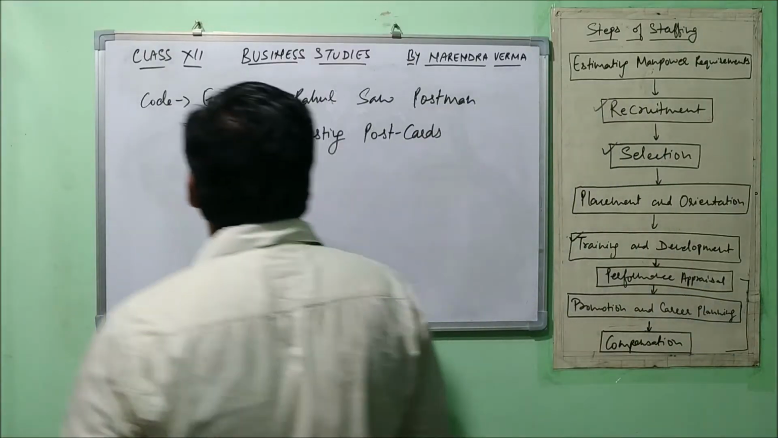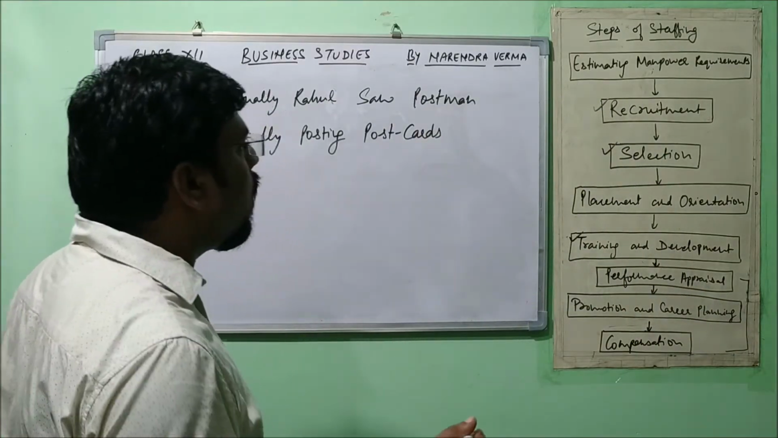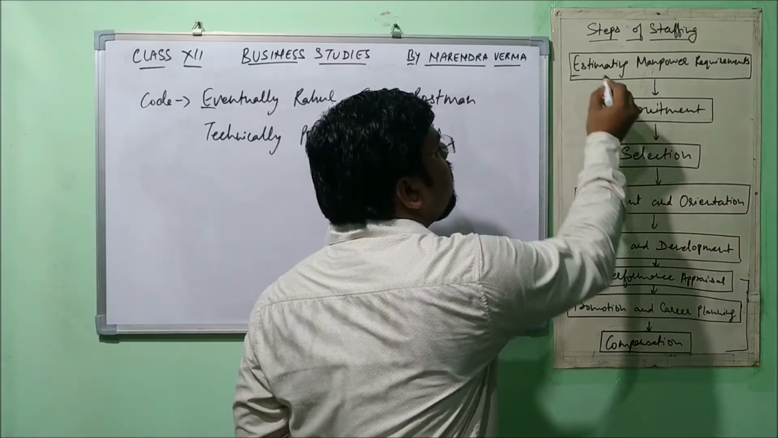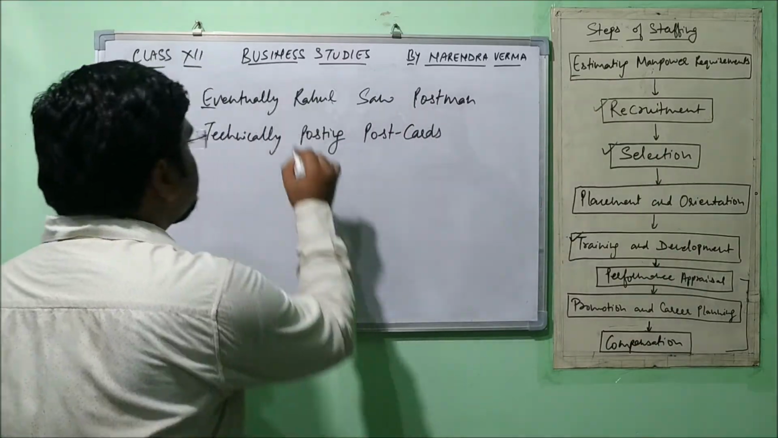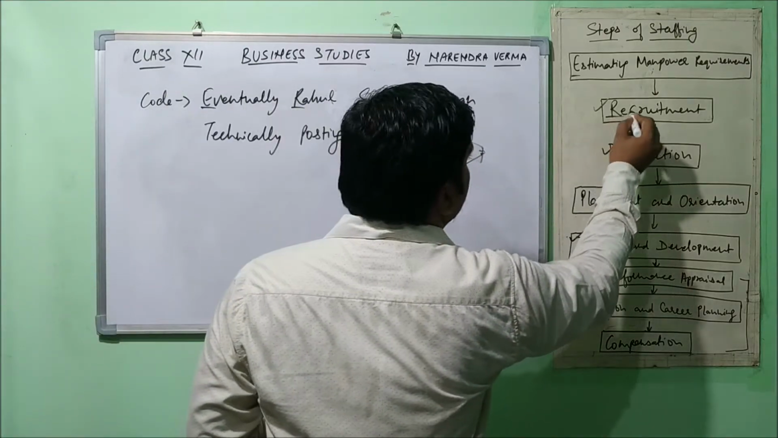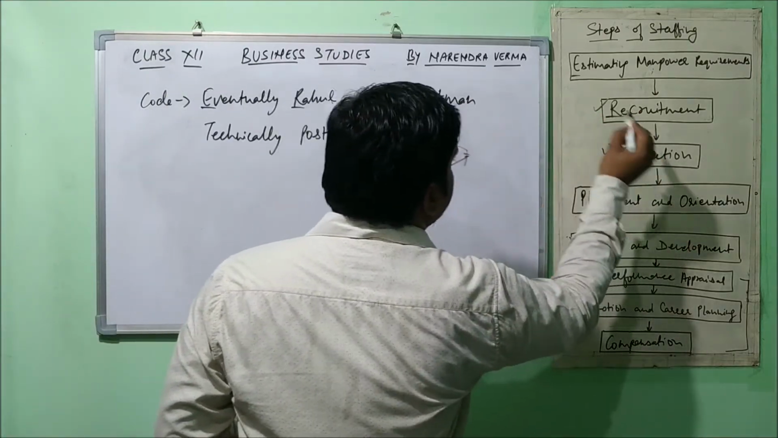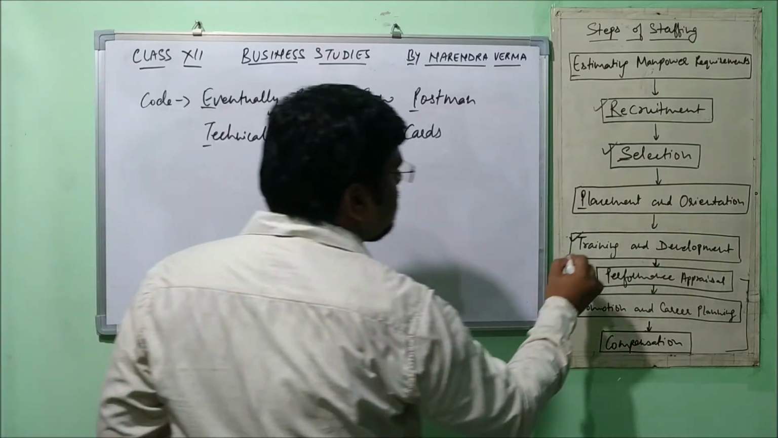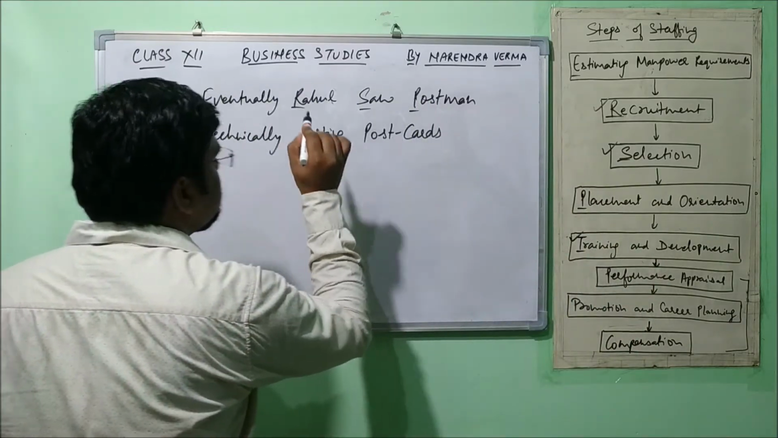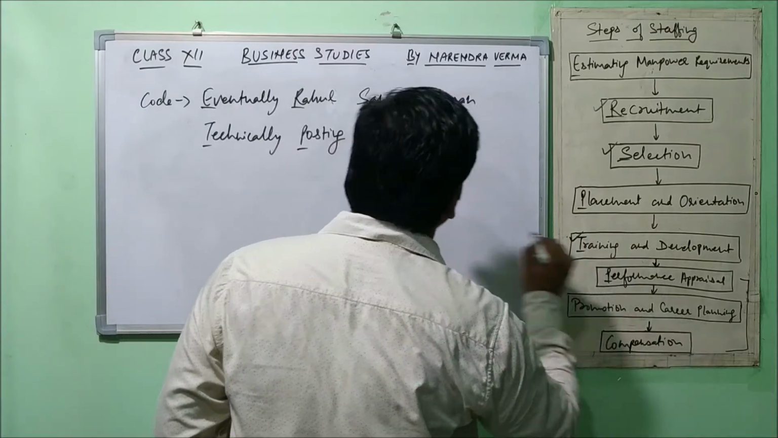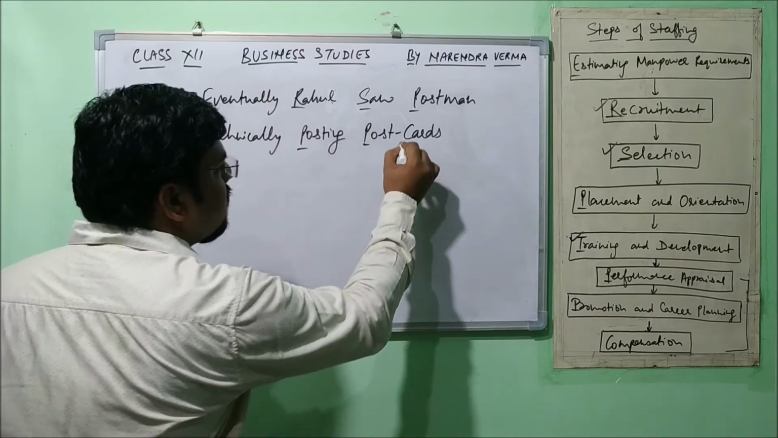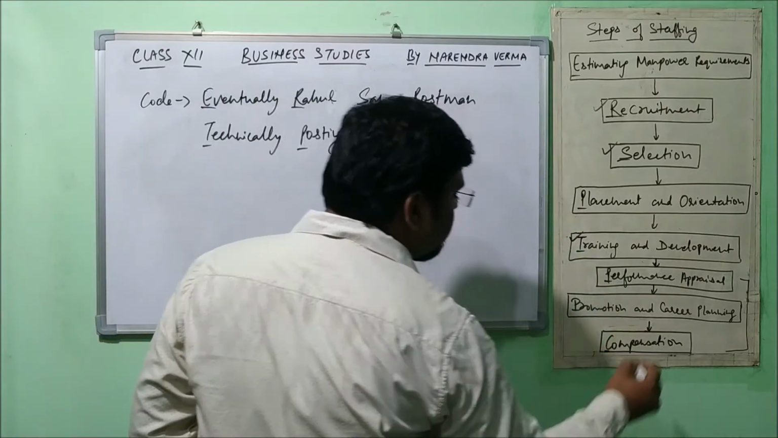Okay, how it is going to help us in remembering all 7 steps, I will explain. This E stands for estimating manpower requirements. This R stands for recruitment, and this S stands for selection. P stands for placement and orientation, and this T stands for training and development. This P stands for performance appraisal, and this P stands for promotion and career plan. And at last, this C stands for compensation.